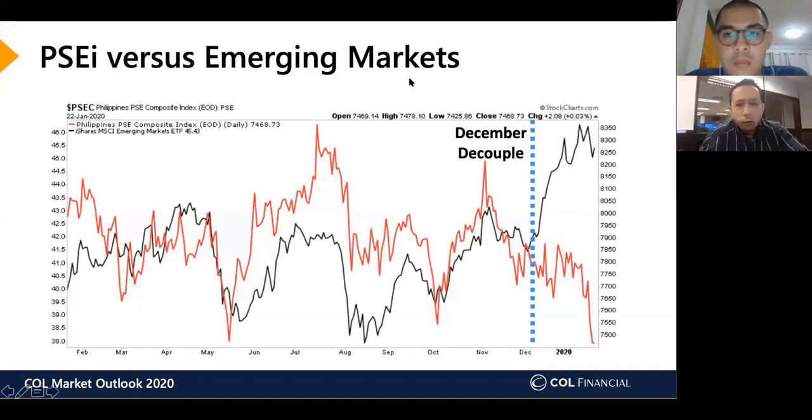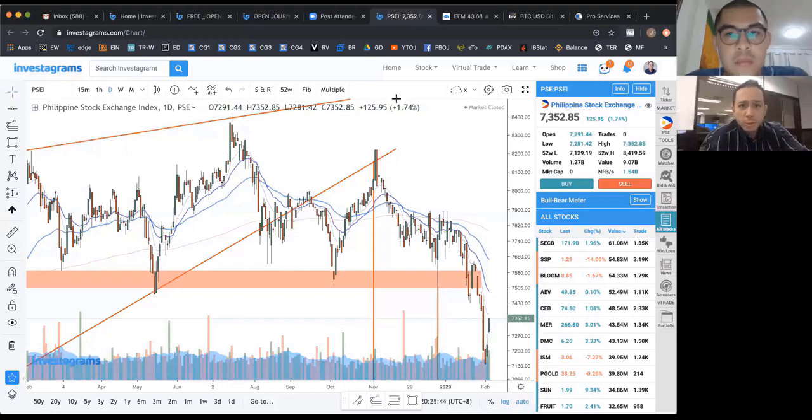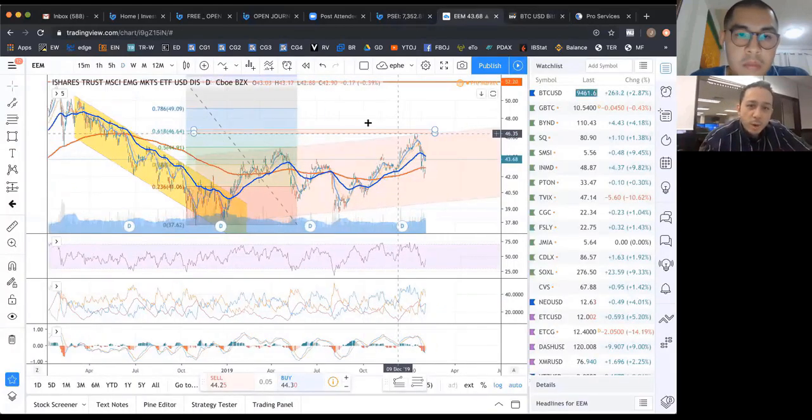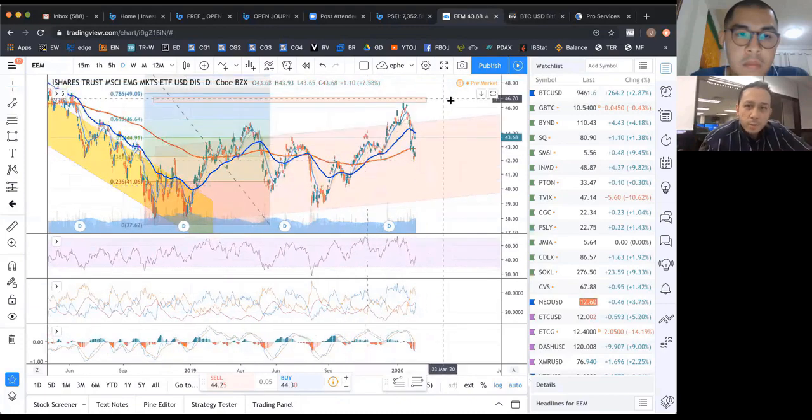So just to take you through some charts, I'm going to take you quickly through some charts. So let's minimize this. Right. So this is the emerging markets index.